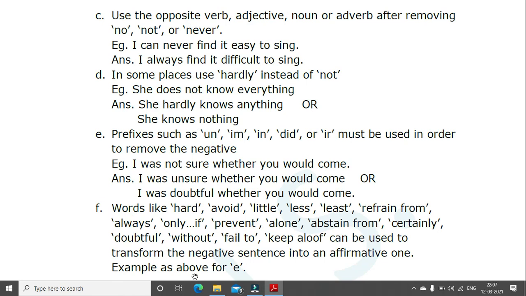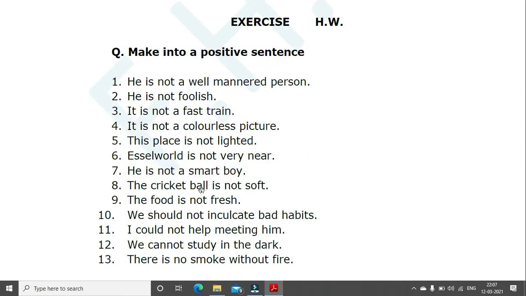Okay, this example is the same. You can see I've used the word doubtful over here. Same example as above for E. See, instead of unsure, you can also use the word doubtful. So let's see the homework.